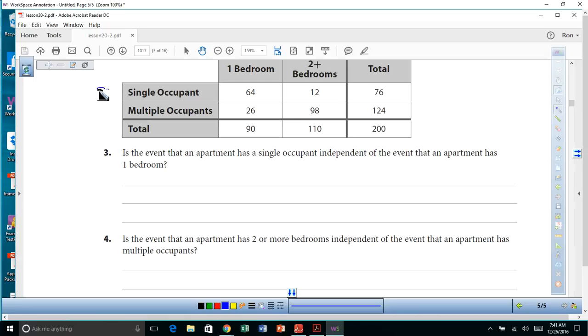So we'll let SO be single occupant, and we'll let 1B be a one bedroom apartment. So the probability of single occupant is going to be 76 over 200, which is about 38%. And the probability of single occupant given it's one bedroom is going to be 64 over, and there's a total of 91 one-bedroom apartments, and that's going to be about 71%.